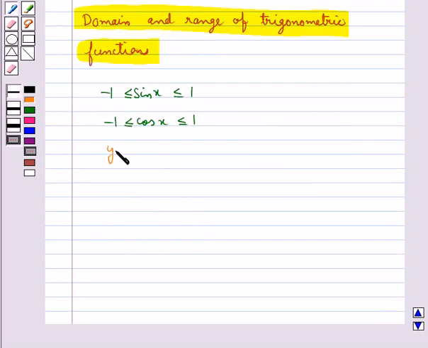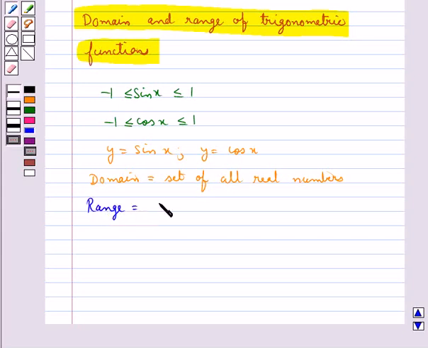Then for the functions y equal to sin x and y equal to cos x, the domain is the set of all real numbers, and the range is the closed interval minus 1 to 1, where we have y is greater than or equal to minus 1 and less than or equal to 1.